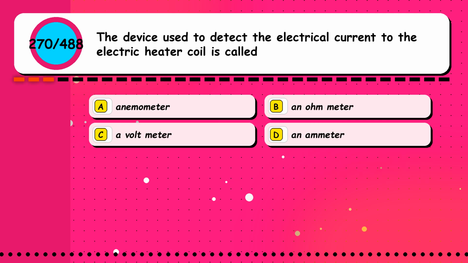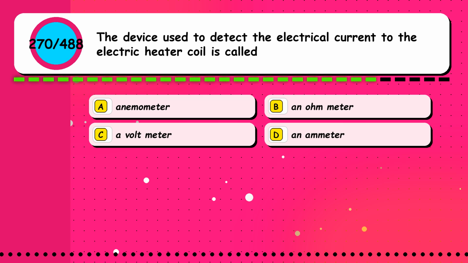Question 270. The device used to detect the electrical current to the electric heater coil is called: option A, anemometer, option B, an ohm meter, option C, a voltmeter, option D, an ammeter.